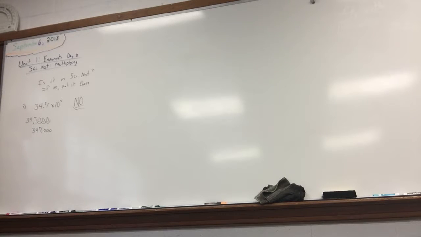Is this scientific notation? No, that's standard form. So where will I have to put my decimal? Go ahead, Isabel. Between the 3 and the 4. So this will really be 3 and 47/100 times 10 to the 5th. Notice what happened. I moved it over 1. I added 1.